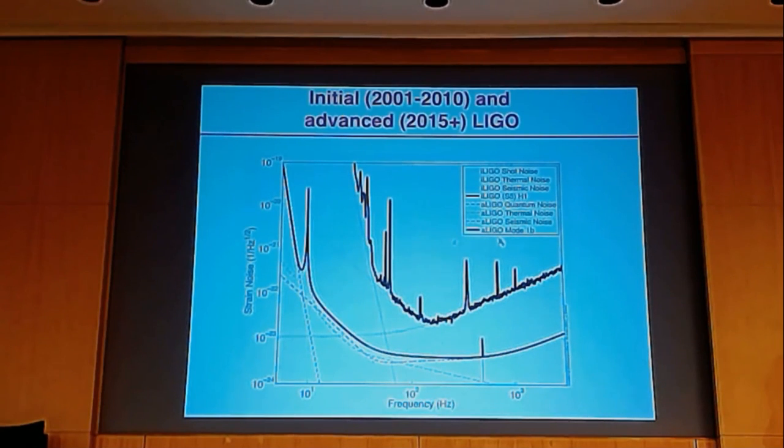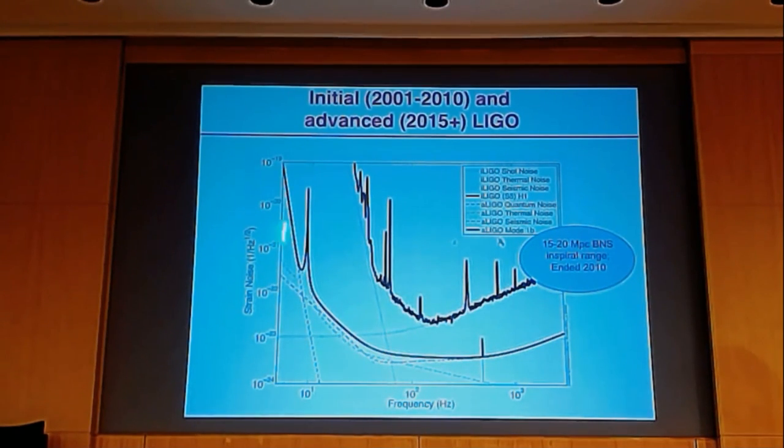So with this initial noise, we could see binary neutron star mergers to about the Virgo cluster, which is what we had intended. So we proved that we could build this instrument. That was a proof of principle. 15 to 20 megaparsecs. The best distance we got is 20 megaparsecs. We wanted to get here.